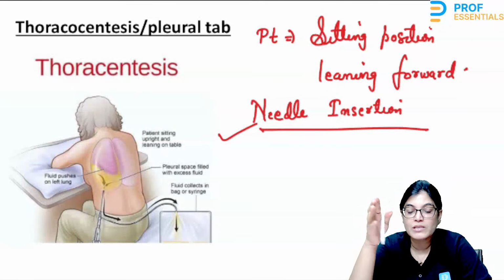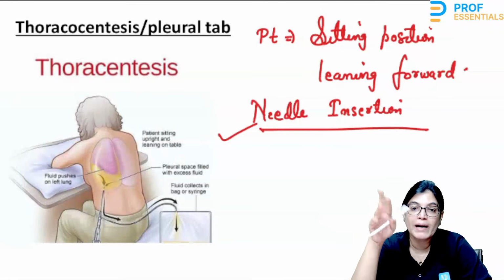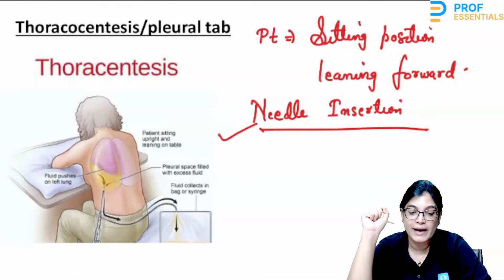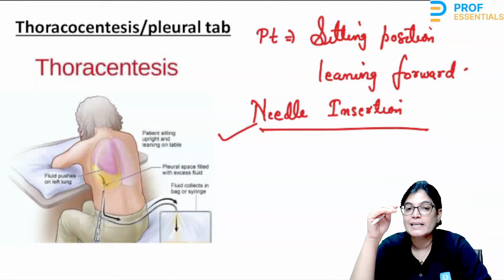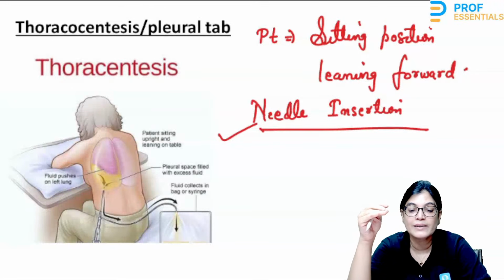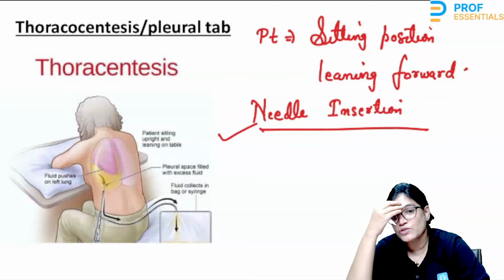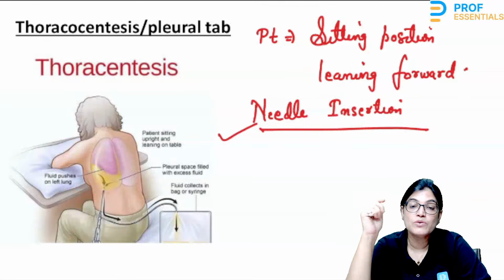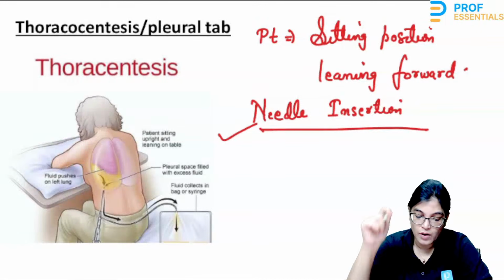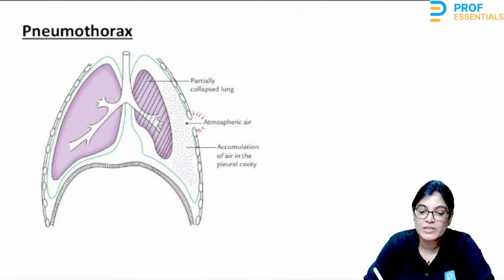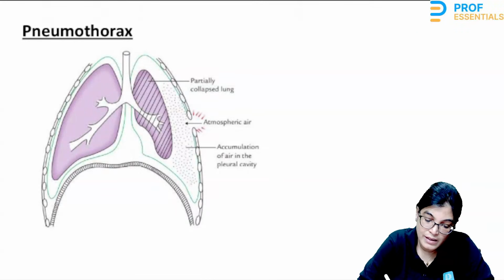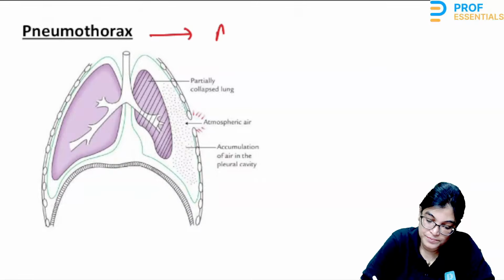So the intercostal space will be approached towards the lower part, but the direction of the needle will be upward. The needle passes successively through the skin, superficial fascia, serratus anterior muscle, intercostal space, endothoracic fascia, parietal pleura, and then reaches the pleural cavity. Ultrasound guidance can also be used so that we are not puncturing the visceral pleura or the lung. Okay. The other case is pneumothorax, in which there is accumulation of air in the pleural cavity.